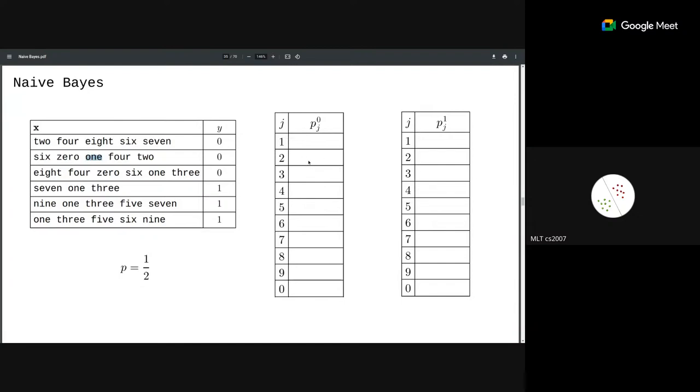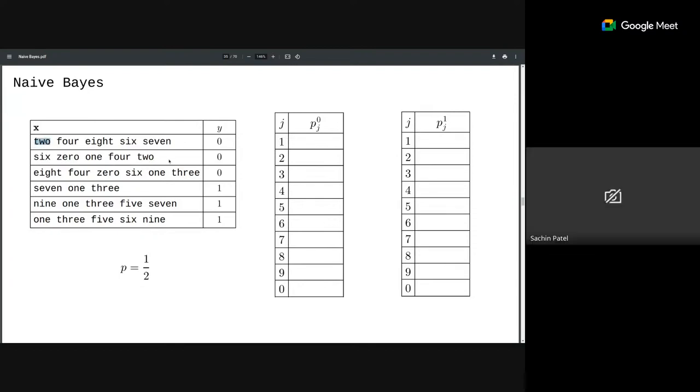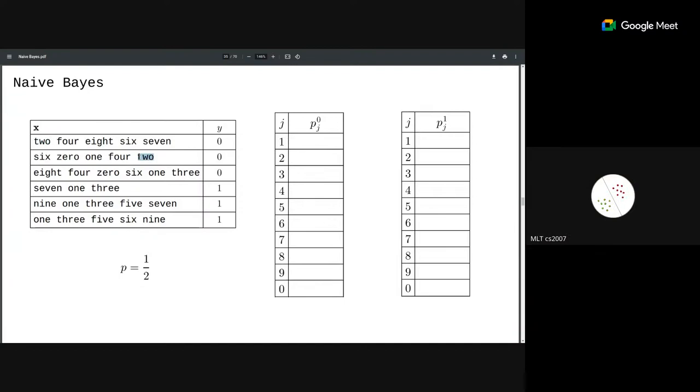Let's now look at p20. What is p20 going to be? One by three, right? Among the examples that belong to class zero, 2 has occurred in exactly one of those three examples. So this is 1 by 3. Oh, right, 2 occurs twice, so it's 2 by 3. So this is also 2 by 3.